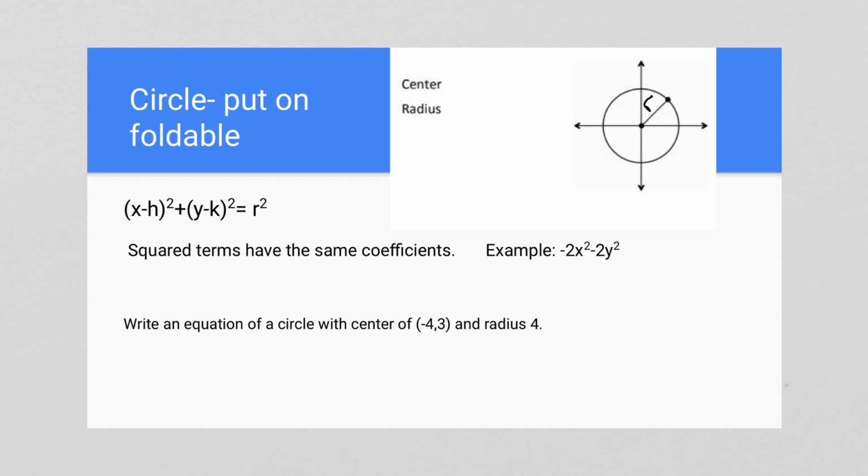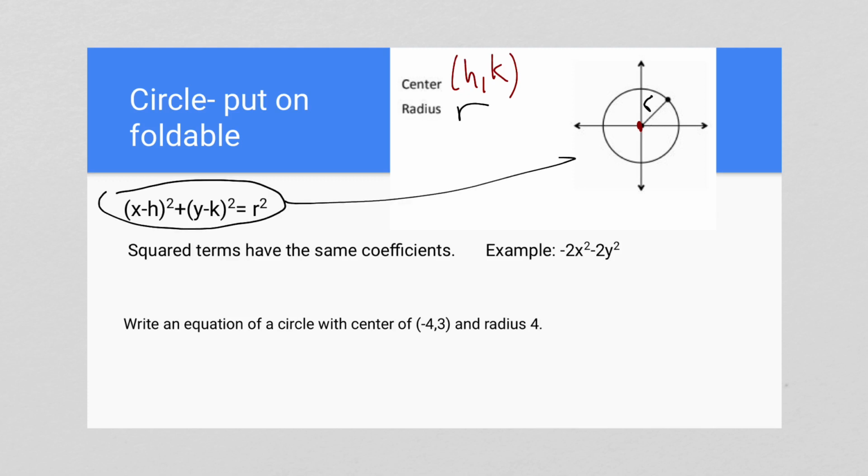So the center of the circle here is going to be the same as usual, h comma k. The radius is the r. And this is the standard form for a circle equation right over here: (x - h)^2 + (y - k)^2 = r^2. If you notice, we don't have anything divided like the other two, for ellipses and hyperbolas. Squared terms have the same coefficients.